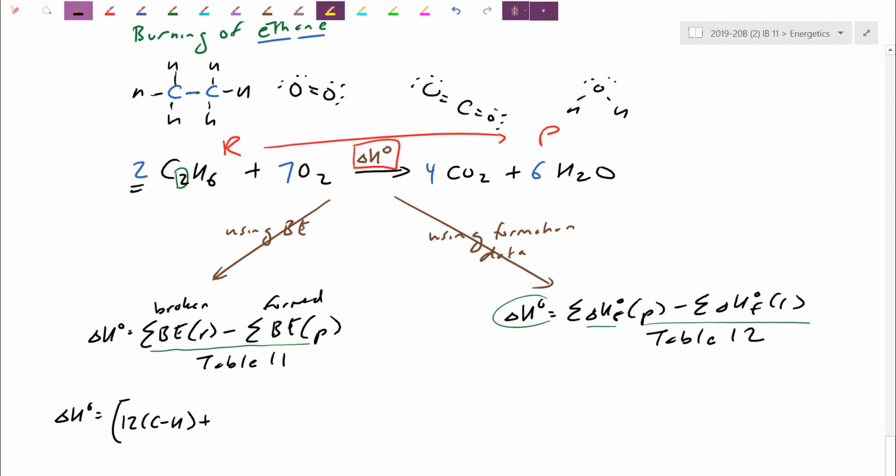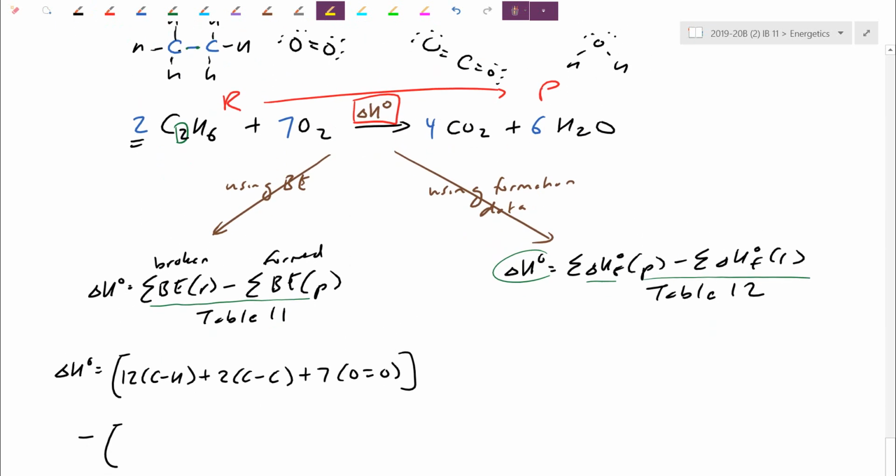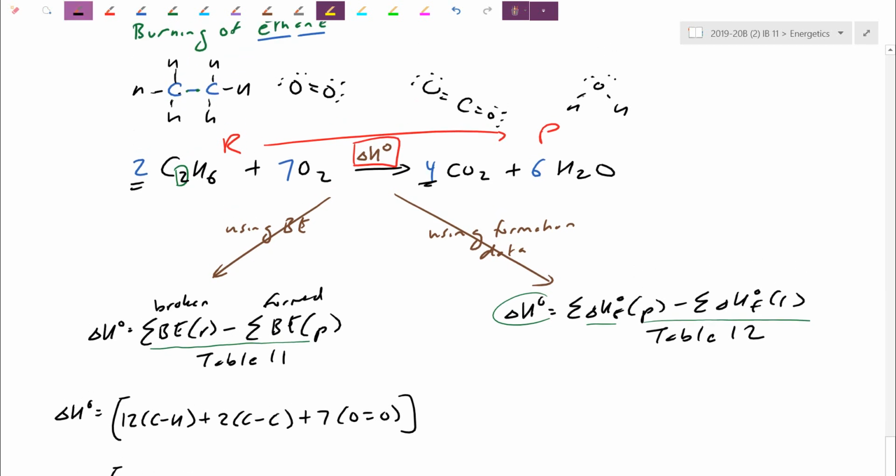I still need to break the carbon-carbon single bond. Each ethane has 1 of them. With the 2 there, I need to break 2 CC single bonds. The oxygen only has an OO double bond, and there's 7 of them. So I want to break 7 OO double bonds. I'm going to take that, and I'm going to minus off the bond enthalpies on the product side. Every CO2 has 2 CO double bonds. There's 4 CO2s I want to rip apart. So I want to rip apart 8 C double bond O's. Every water molecule here has 2 OH bonds, and I want to break 6 of them.